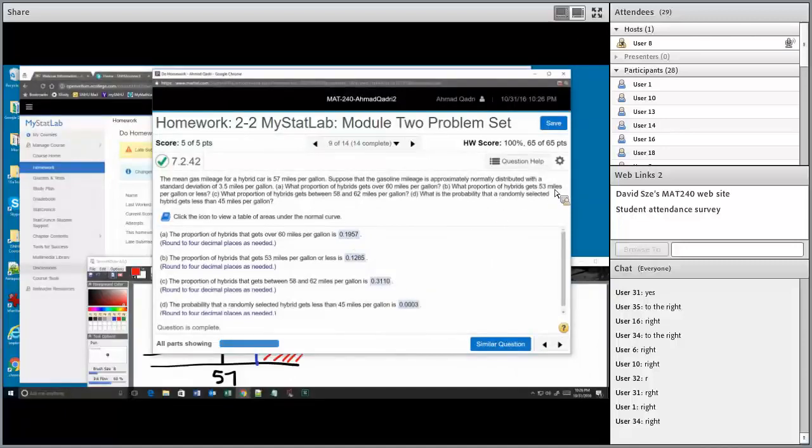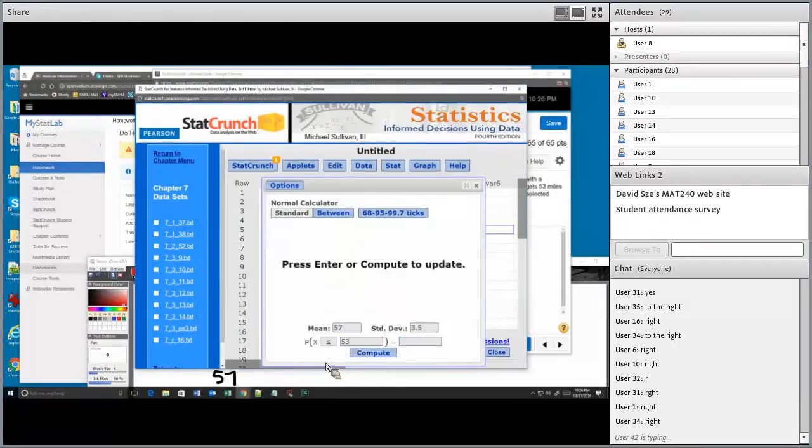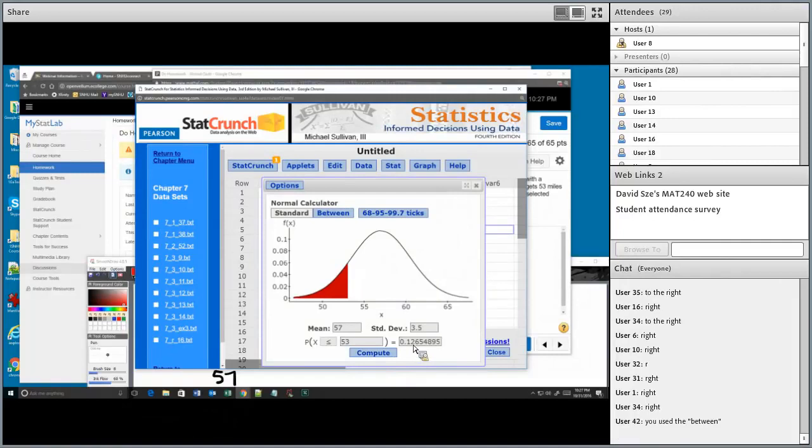What proportion get 53 miles per gallon or less? Well, just enter 53, change this to the less than sign, everything else remains the same, compute, and you get 0.1265.